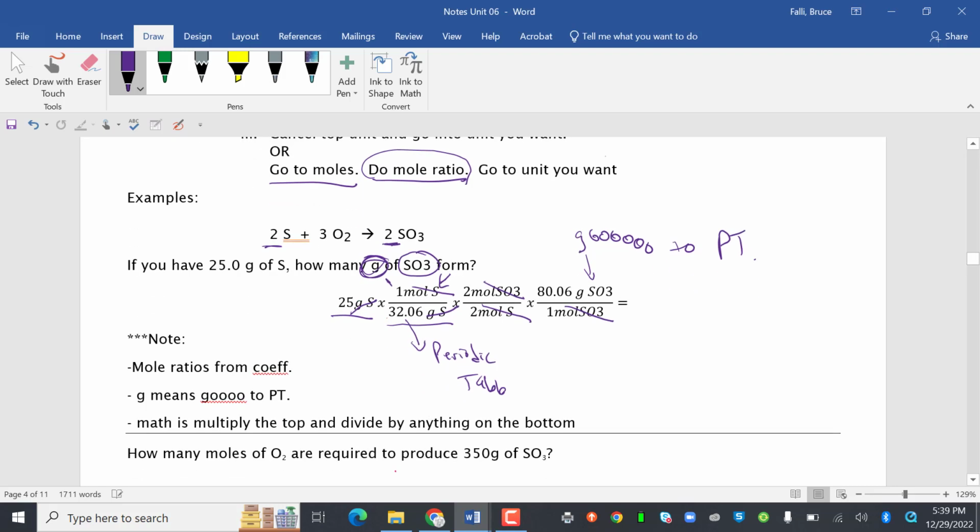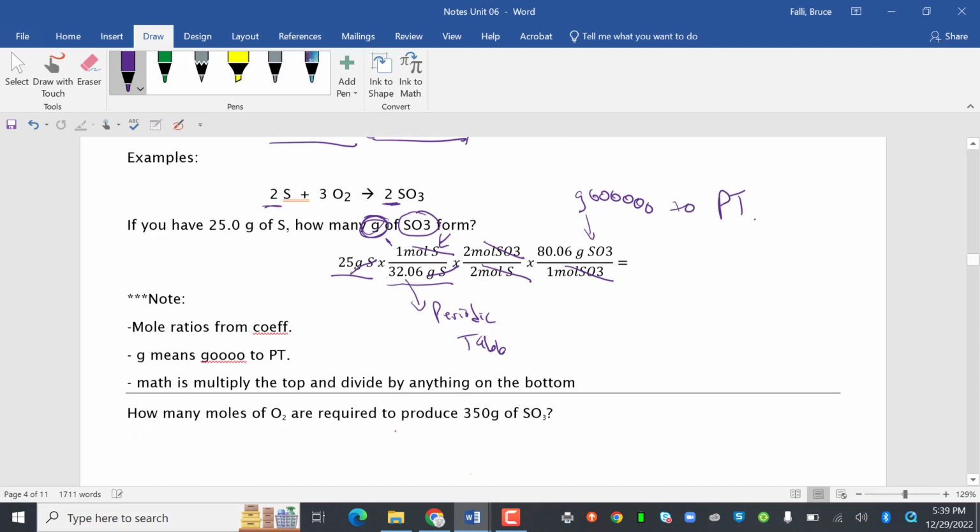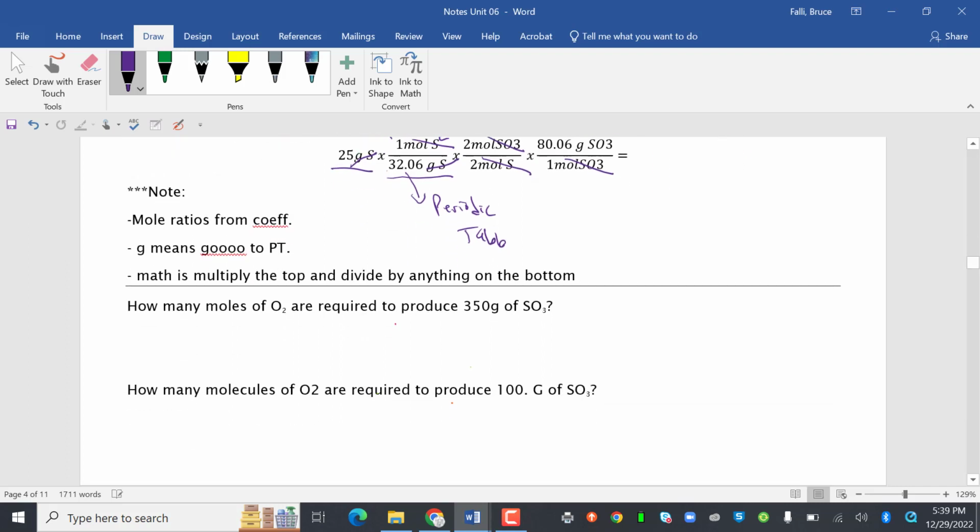Note, whenever you have moles over moles, use coefficients. Little g means go to the periodic table. And when you're doing the math, you multiply things on the top and divide by anything on the bottom. So how many moles are required to produce 350 grams of SO3?